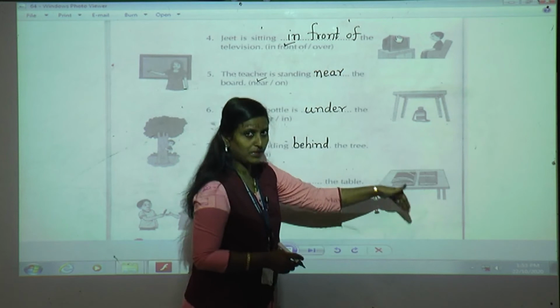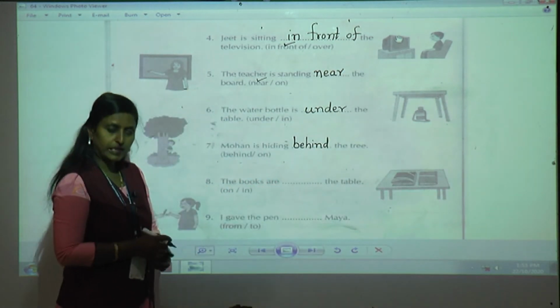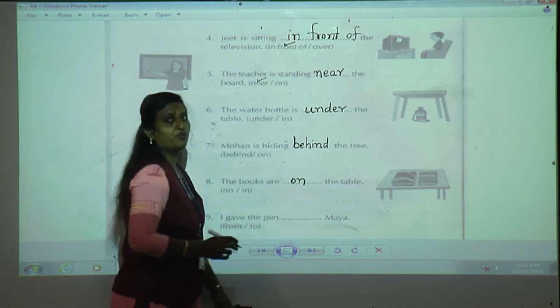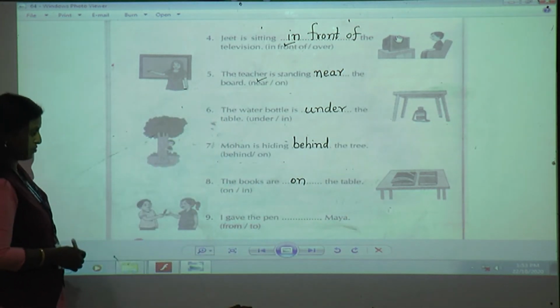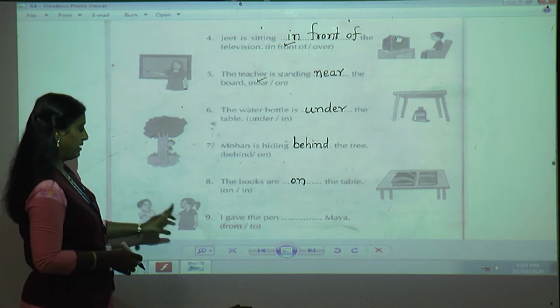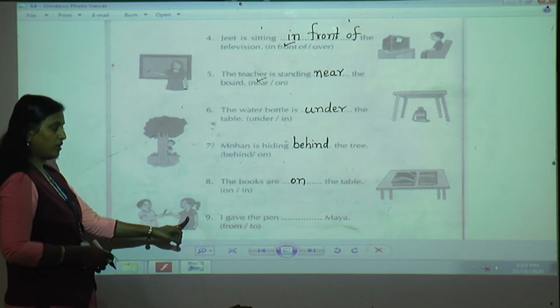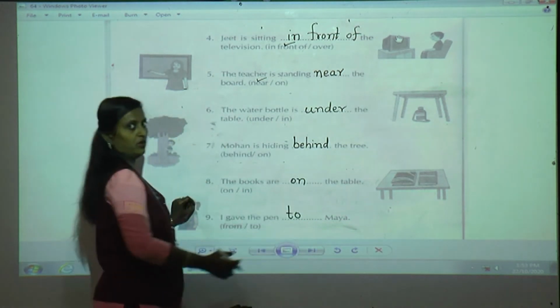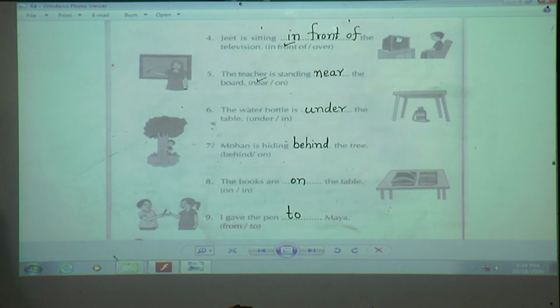The books are, can you see the books? It is in the table, inside the table or on the table? Yes, on the table. See, when you look at the picture, you come to know which is the correct preposition you have to choose. Now, I gave the pen to Maya. Gave the pen to, from Maya or to Maya? Yes. I am not taken, I have given, okay? So, it is to.